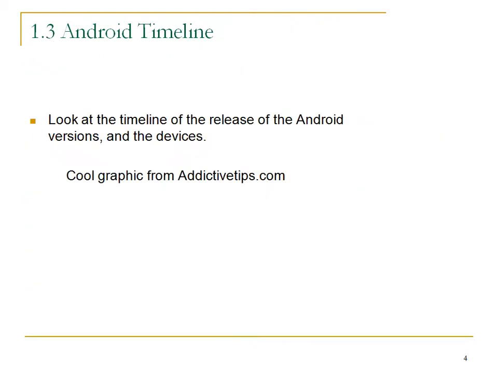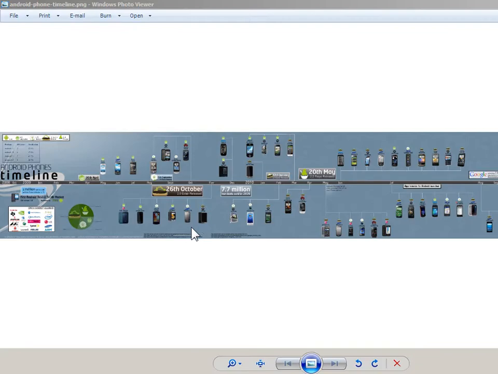I talk about this as if there's a huge, long history of how Android has happened, and it really isn't. But I found this really nice graphic from addictivetips.com that does a good job of telling the story. So let's look at this Addictive Tips timeline of the Android platform and the devices that have been released for Android. Okay, so here's an Android timeline, and I know you can't see it. We're going to zoom in on it and go along.